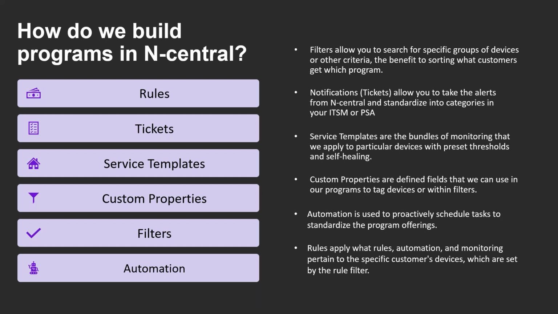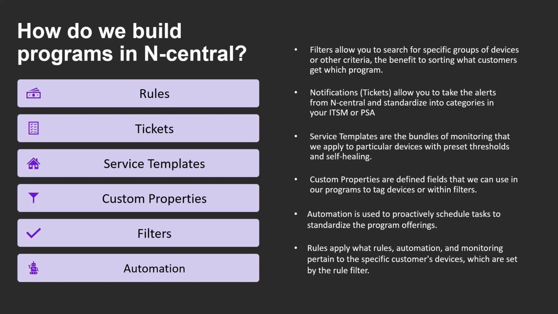So how do you build programs in NCentral? The six things that you see here, five of them are core pieces. Automation kind of gets lumped into one of them. But I like to outline automation because it is such a major piece within your program. It starts with rules, tickets, service templates, custom properties, filters, and of course, automation. Now, when I talk about automation, I use a few things interchangeably. I'll talk about scheduled tasks, scripts, automation, automation manager. If I use those words interchangeably, just think automation.